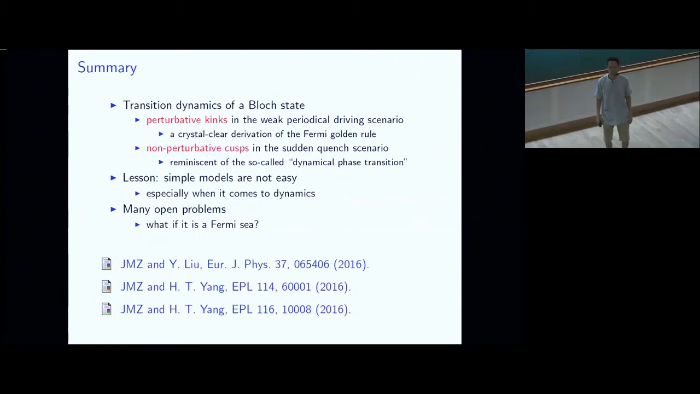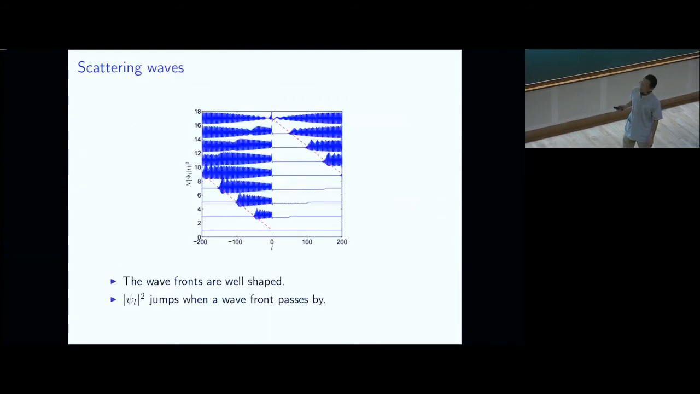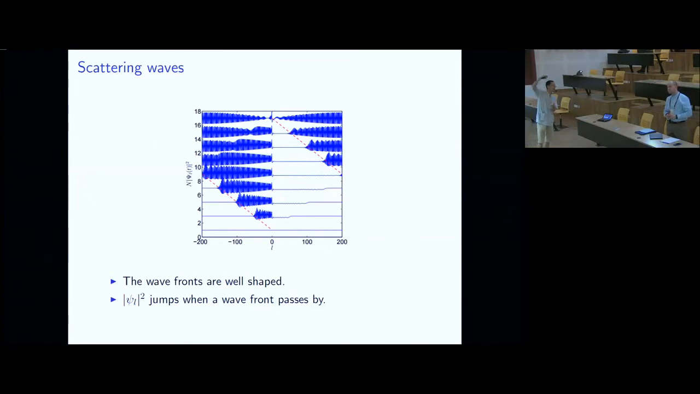Maybe I'll start with one. If you go back one slide, could you spend a few more seconds explaining how to read this plot? There are multiple lines, are they just staggered? Yes, they're just staggered. They're equally spaced in time. I just shift them upwards. The lowest one is the initial state, a plane wave.